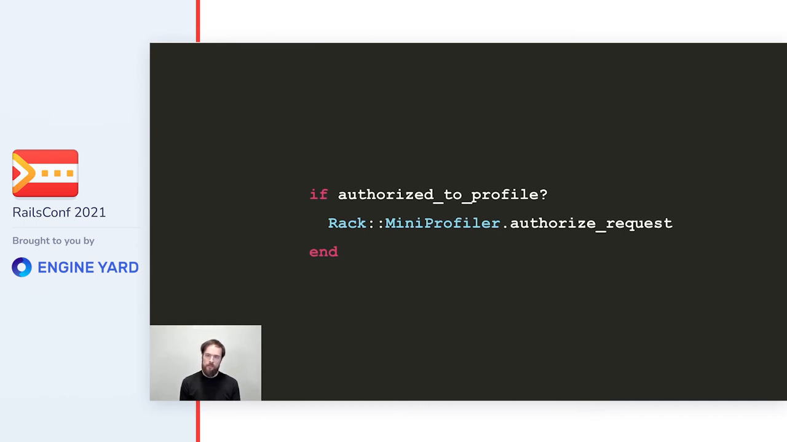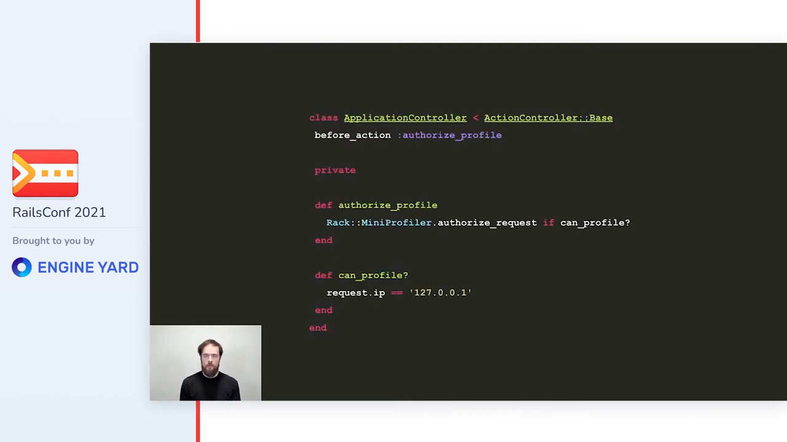We can authorize profiling in production with the authorize request method. This has no effect in development because profiling is always authorized in development. Plugging it into our application controller, we need to pair it with some kind of authentication method. If your app has the concept of administrators, this is pretty easy.